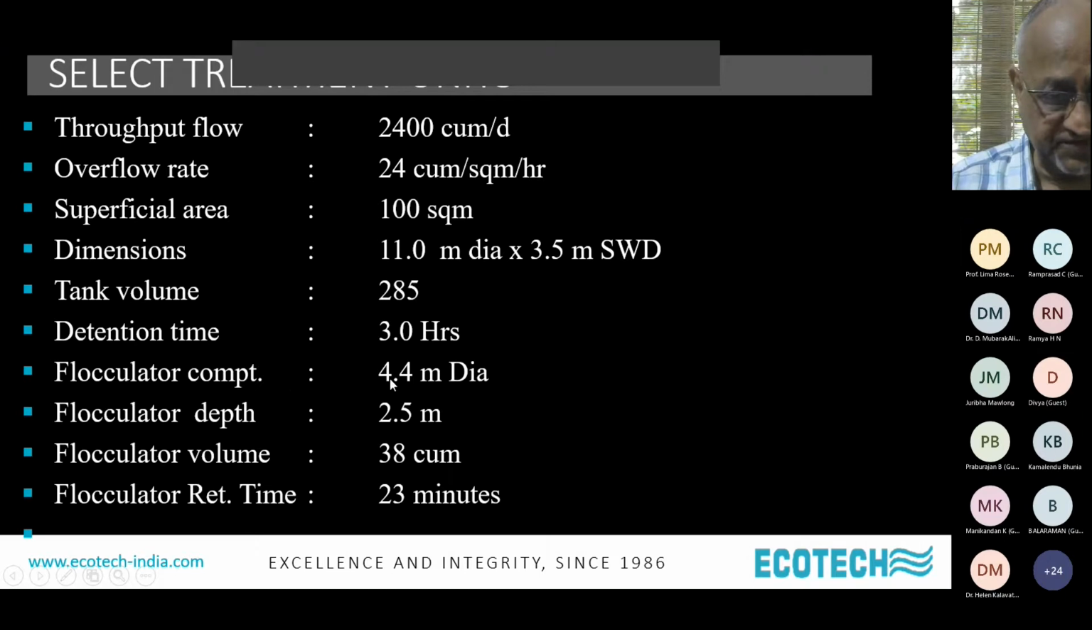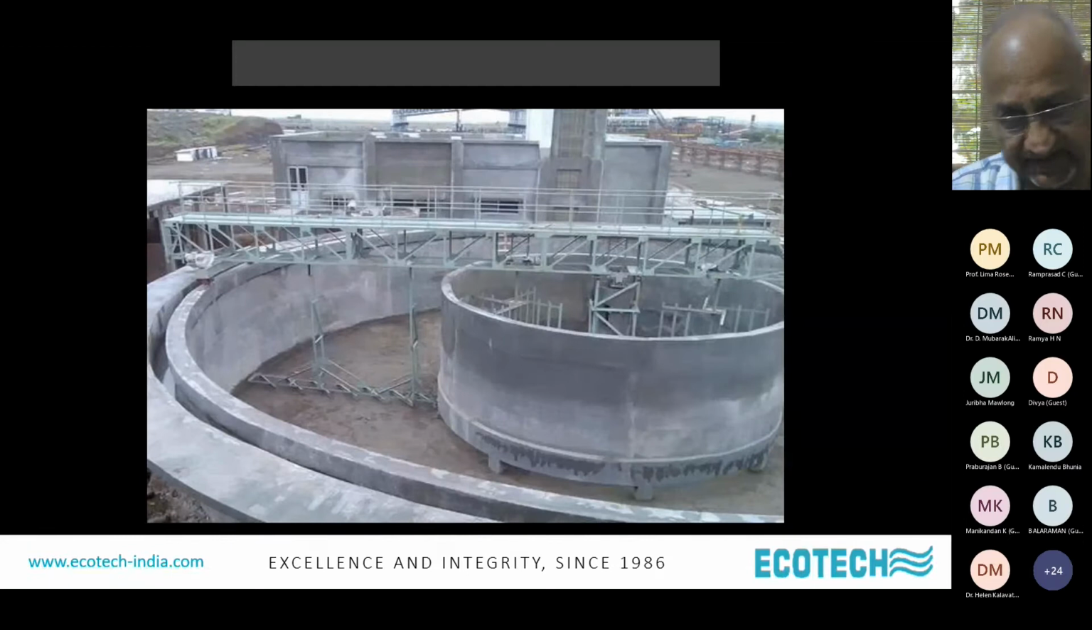Flocculator compartment, as I said, we need about 20 to 30 minutes. So I selected the flocculator compartment, 4.4 meter dia, flocculator depth 2.5 meter, a little less than the total depth. The flocculator volume comes to about 38 cubic meter, and therefore retention time 23 minutes, within the permitted range of 20 to 30 minutes. So this is how we selected the clariflocculator.